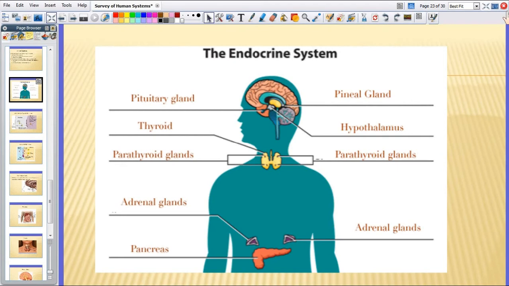Faster processes, like breathing and body movement, are controlled by the nervous system. However, the endocrine system and the nervous system work very closely together. The foundation of the endocrine system are the glands and the hormones.